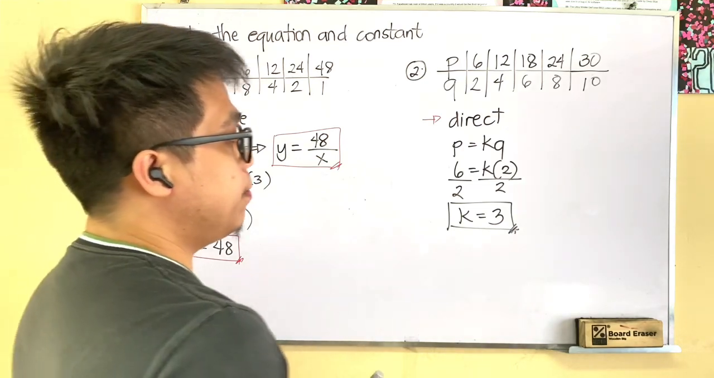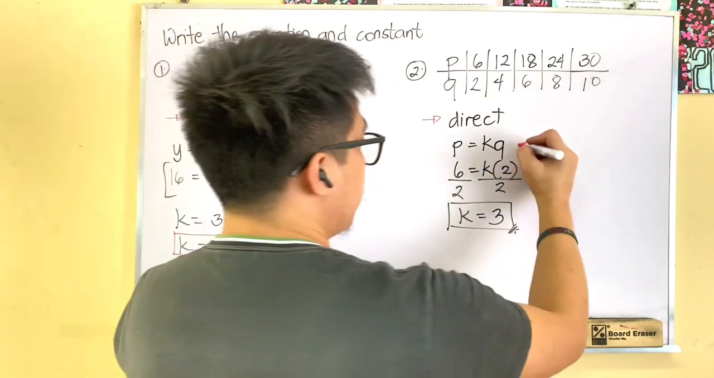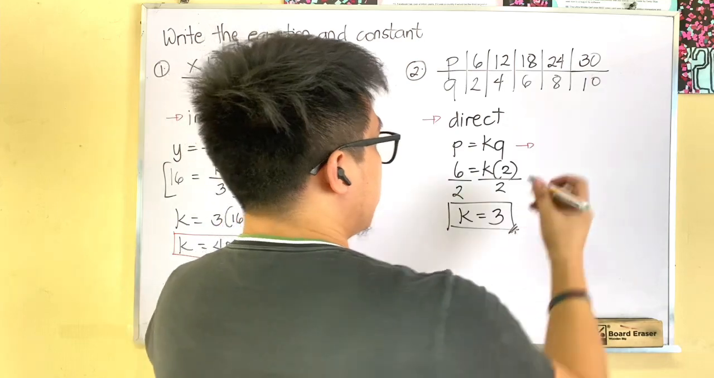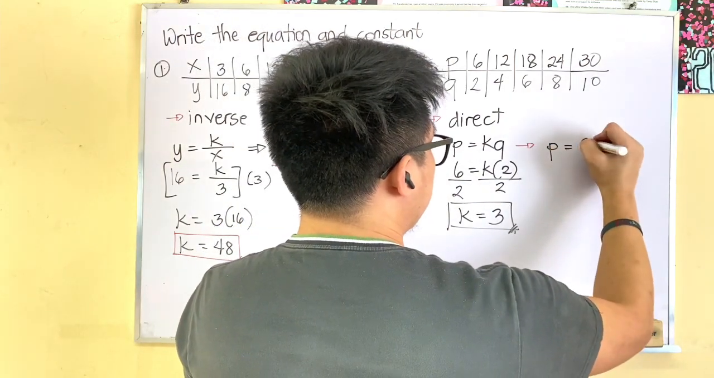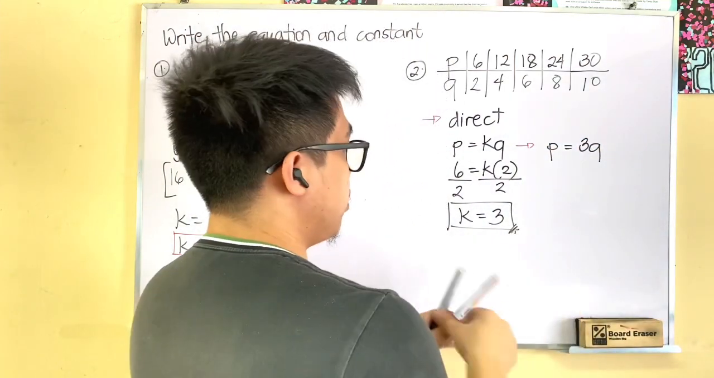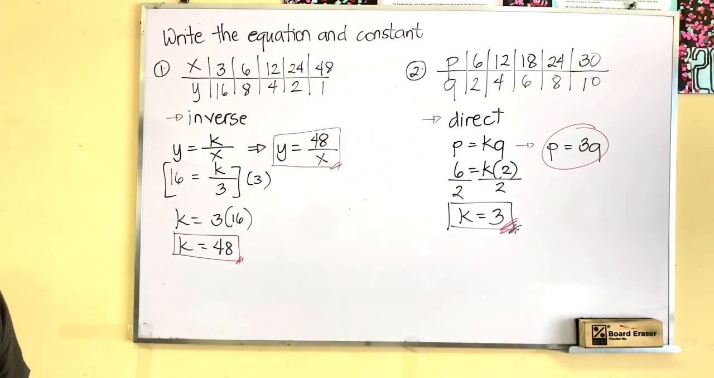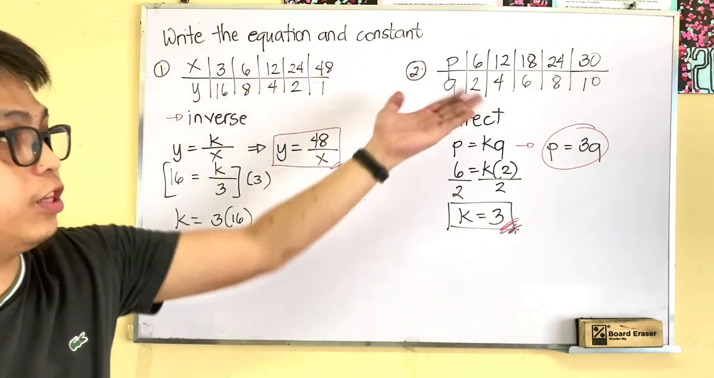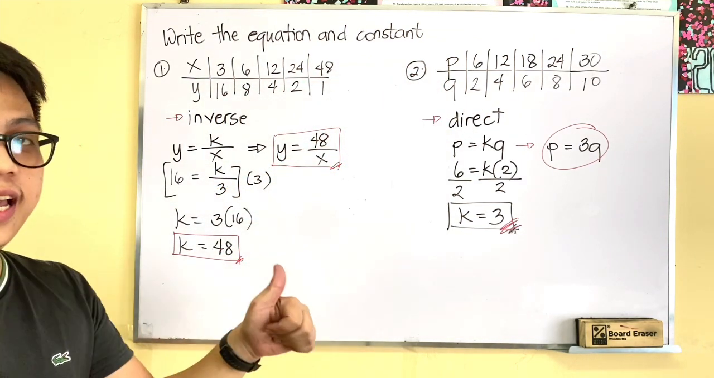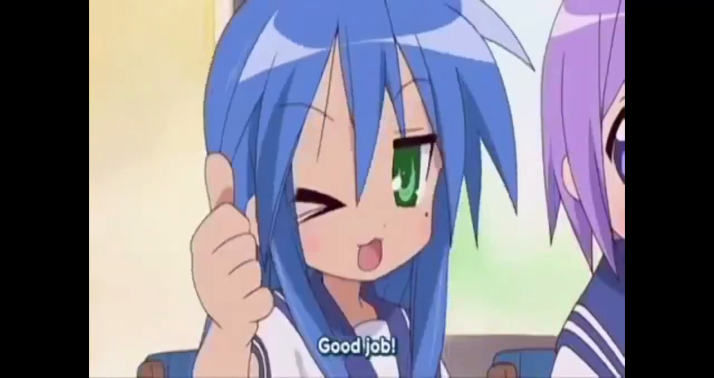And what will be our equation now? So, ang equation natin ngayon is P is equal to 3Q. So, ito na yung ating equation and ito yung ating constant. Napakasimple, kahit ang given ay yung table of values. Naintindihan? Very good. Good job!